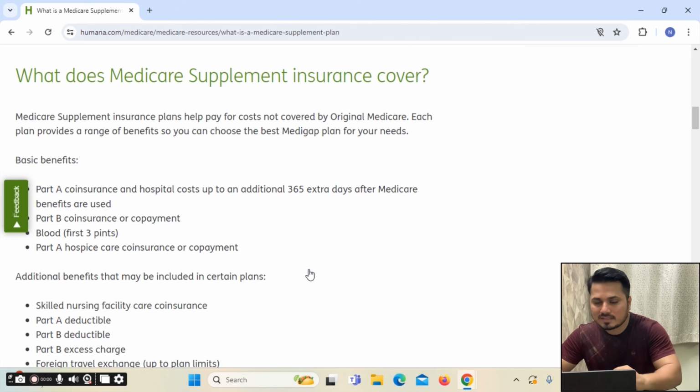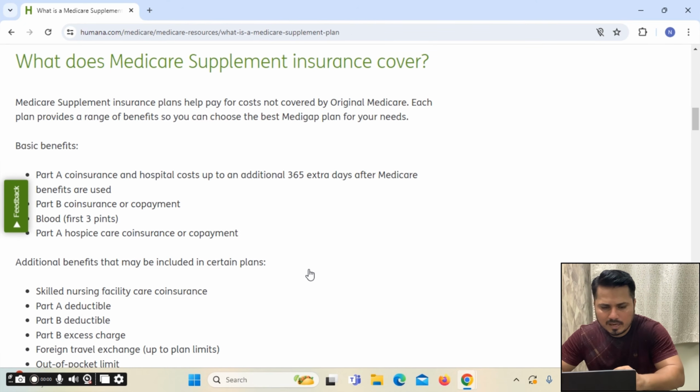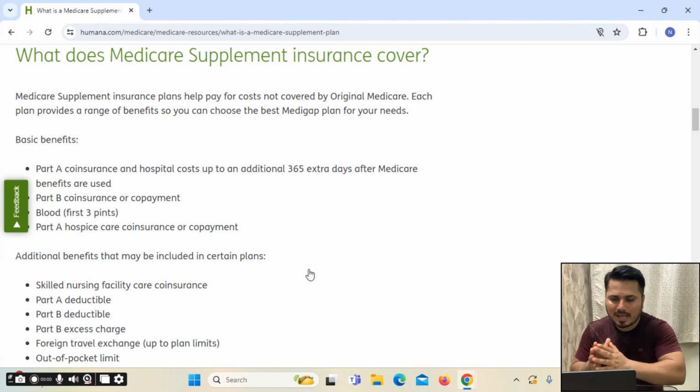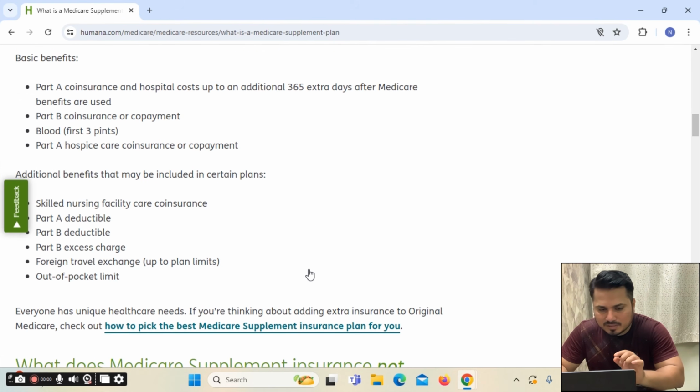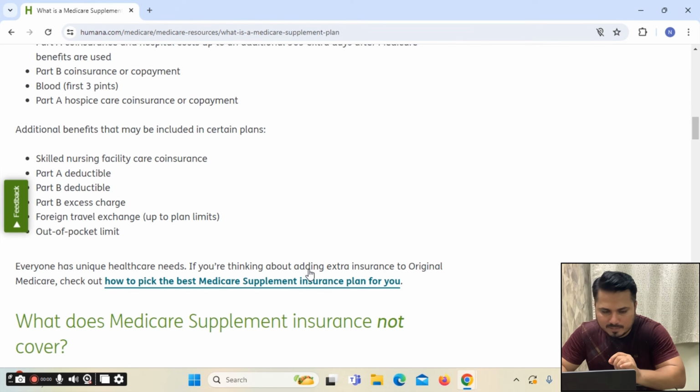Now, what does Medicare supplement insurance cover? Medicare supplement insurance plans help pay for costs not covered by original Medicare. Each plan provides a range of benefits so you can choose the best Medicare plan for your needs. Basic benefits: Part A co-insurance and hospital costs up to an additional 365 days after Medicare benefits are used. Part B co-insurance or co-payment, blood first three pints. Part A hospice care co-insurance or co-payment.